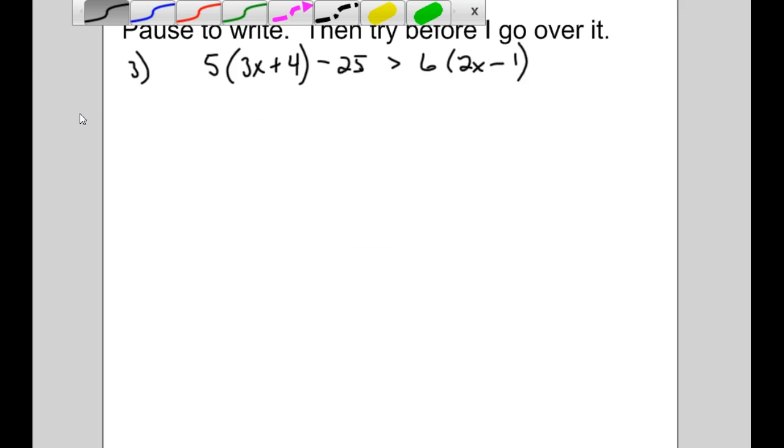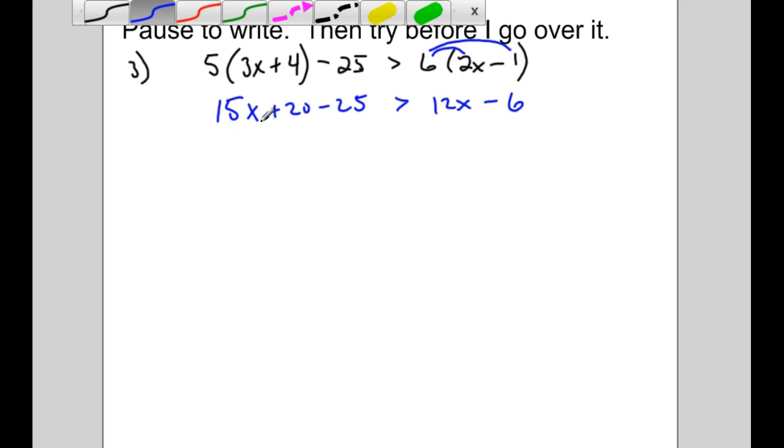All right, let's move on to the next one. You can pause if you need to. This time we're going to distribute 5. So you got 5 times 3 is 15x. 5 times 4 makes 20. Minus 25 is all greater than. We're going to distribute the 6. 6 times 2 is 12x. And 6 times this negative 1 makes negative 6.